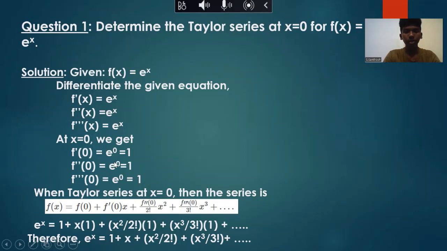And when you substitute all the values in this formula, this is what you get. e to the power x equals 1 plus x into 1 plus x square by 2 factorial into 1 plus x cube by 3 factorial into 1 plus so on. And when you solve it, it will be e to the power x equals 1 plus x plus x square by 2 plus x cube by 3 factorial, or x cube by 6, and it goes on. And this is all about Taylor series.